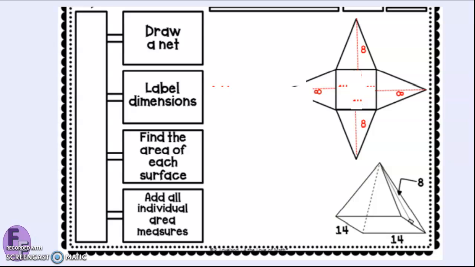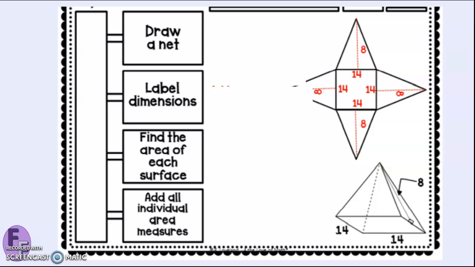For the height of each triangle, we will place an 8. For the length of each side of the square, we will place a 14. The length of each side of the square is also the base of the triangle.